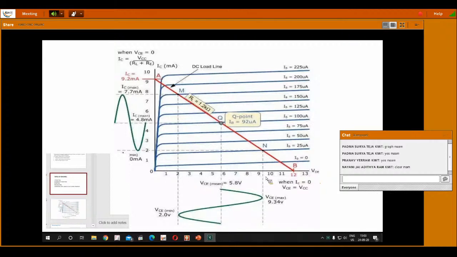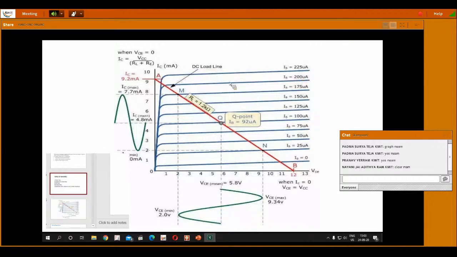So with the variation in VCE, we have to observe the variation in the collector current for fixed values of the base current, or the input current. Let me start with IB equal to 0 and vary IB with larger values: 25, 50 microamps, 75, 100, 125 like this. We'll move up to the higher ranges of IB values.